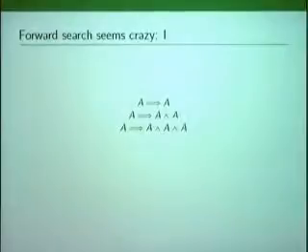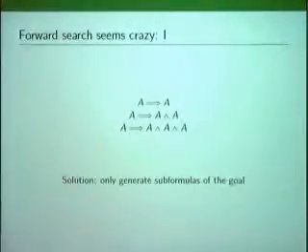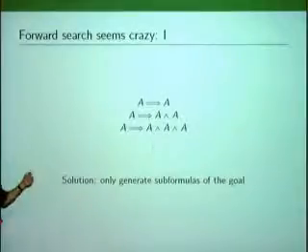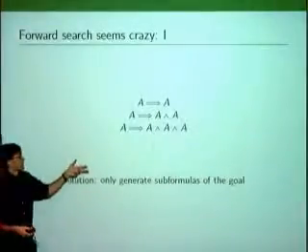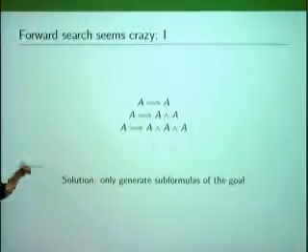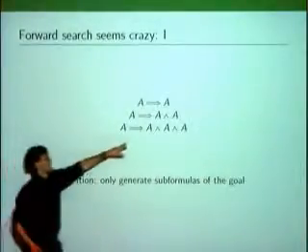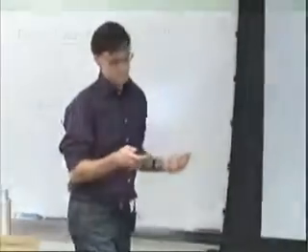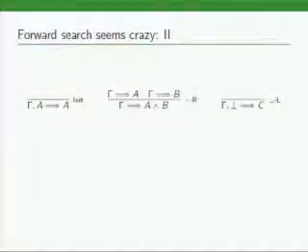We can keep this from happening by taking advantage of structural properties of these logics. One is the subformula property, which says that you only ever have to generate subformulas of the goal when you're trying to prove them. So if A and A is not a subformula of the goal, then you can throw the sequence out. So this isn't actually a problem in practice.